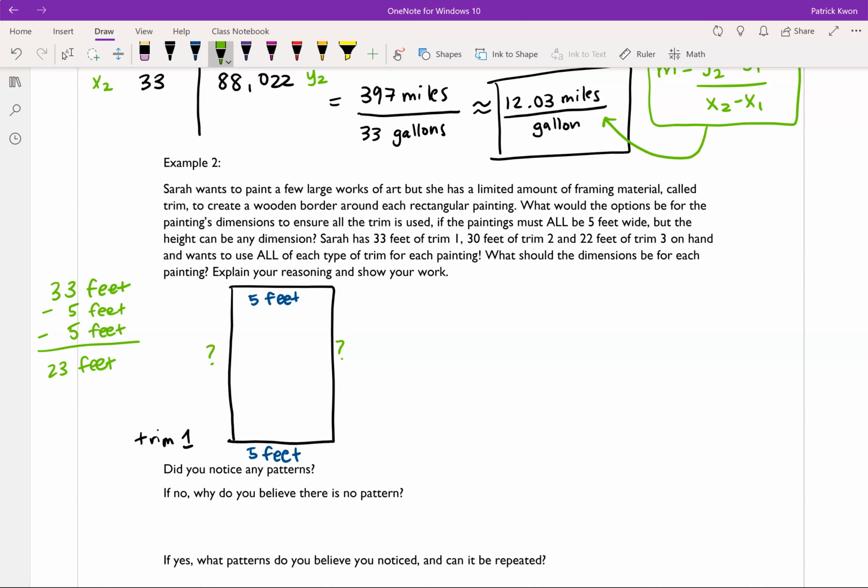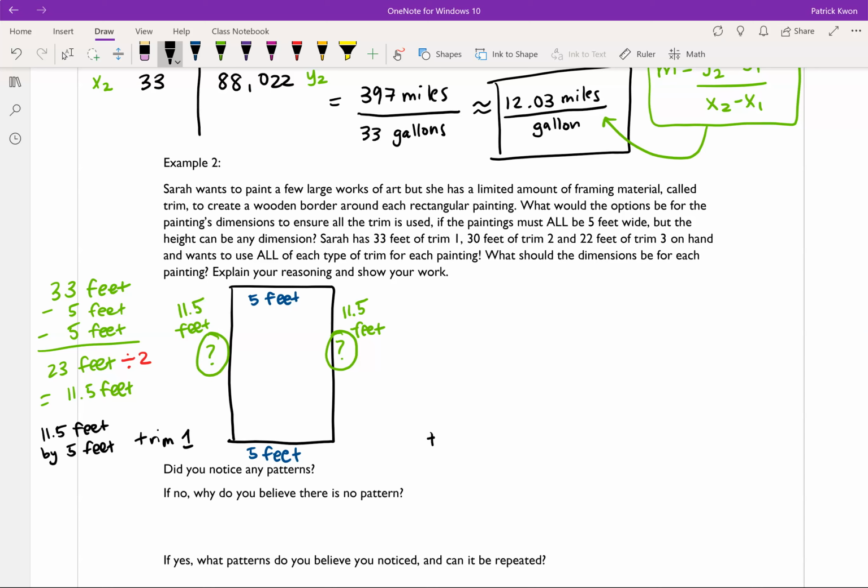And again, because this is a rectangular painting, we know that these two dimensions here have to be equal. And so what I could do is I could then take my 23 feet and divide that by 2. And so 23 divided by 2 is 11.5 feet. So 11.5 feet here, and 11.5 feet here as well. Awesome. So for trim 1, the dimensions of this painting are going to be 11.5 feet by 5 feet.